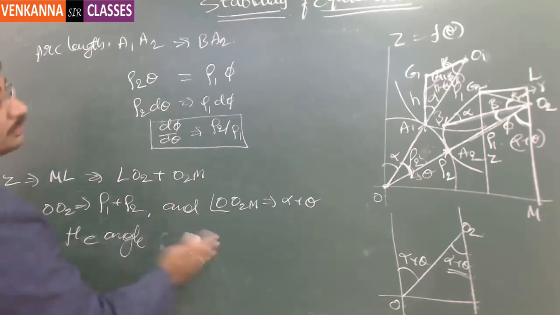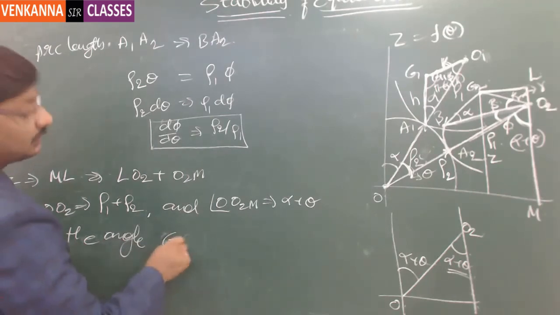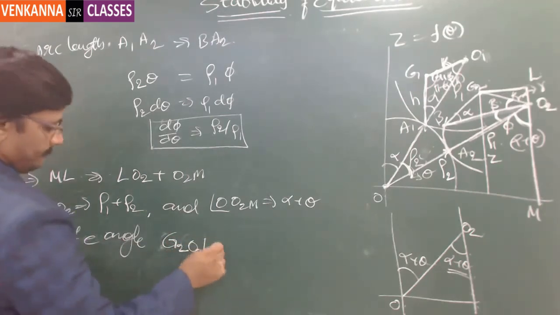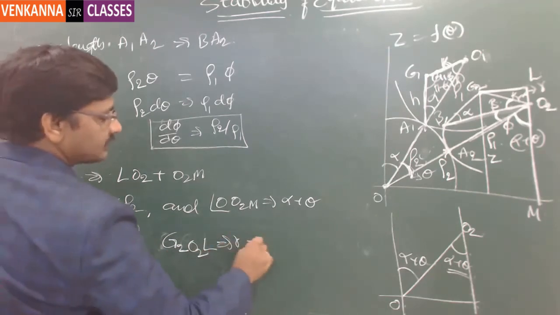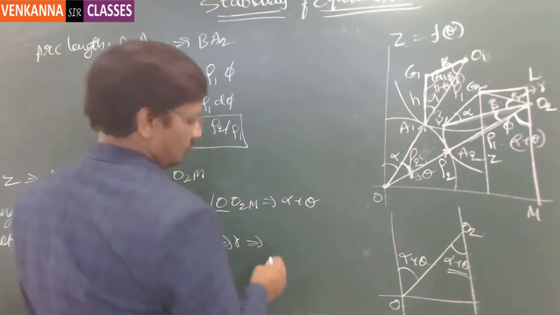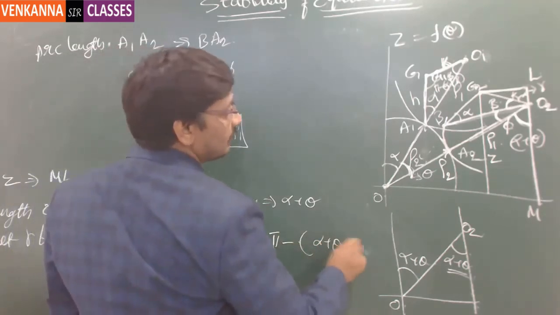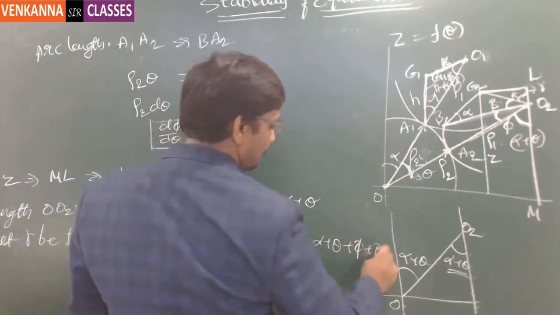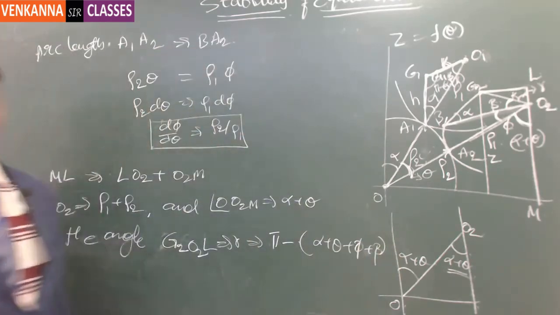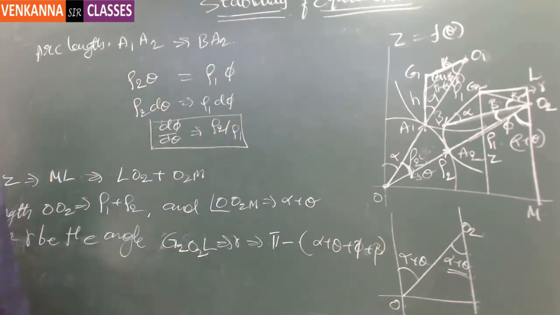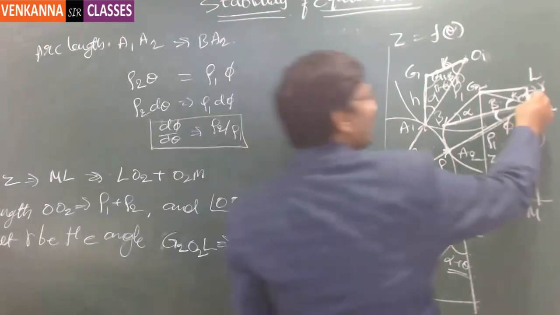Sorry, let gamma be the angle G2O2L. So this is equal to gamma, and this can be expressed as 180 minus alpha plus theta plus phi plus beta. This is how you can express it. This is the gamma value, right? So this angle also I found.